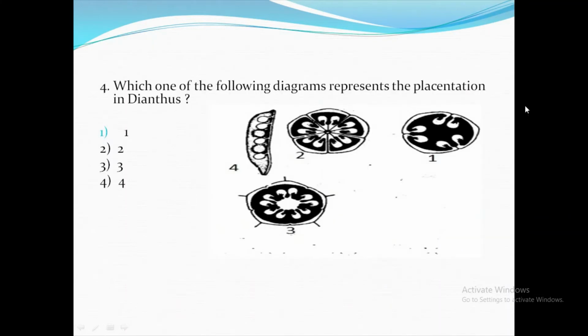Which one of the following diagrams represents the placentation in dianthus? Now you already studied that dianthus shows free central placentation. So which of these is a free central placentation? This is the free central placentation. This is axial placentation, this is marginal placentation, and this is parietal placentation. So in dianthus, the placentation is free central. So here the answer is 3.